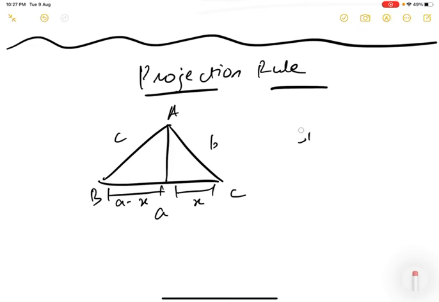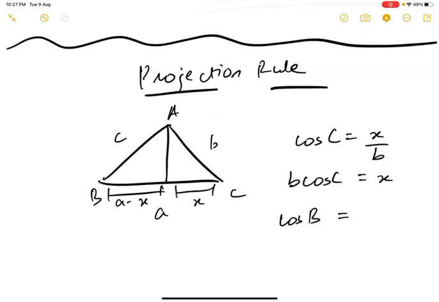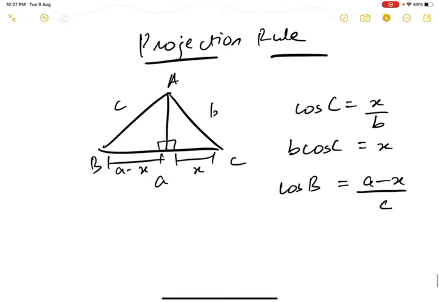So what is cos of C? Cos of C is going to be X upon b, correct? So b cos c is going to be x. Similarly, what is cos of b? Cos of b is going to be, this is 90 by the way, a minus x divided by small c. So c times cos b is going to be a minus x. This is your first equation, this is your second equation.